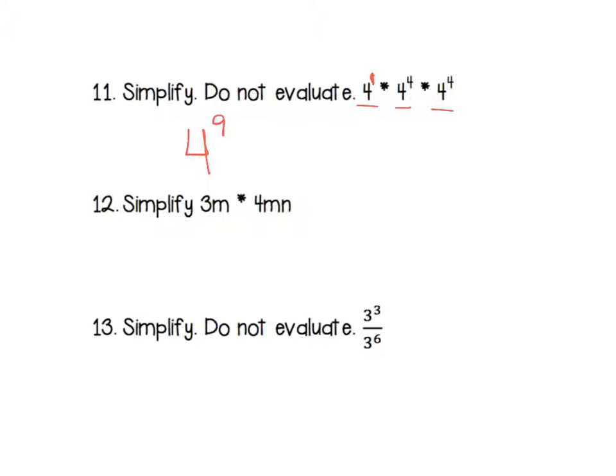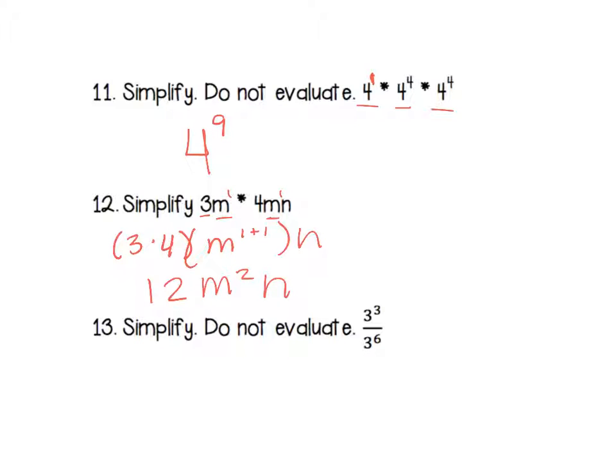For problem 12, we are simplifying again. So we'll have 3 times 4, and then we add our exponents when we are multiplying. So it's m to the 1 plus 1 power, and then times n. So this simplified is 12 m squared n.